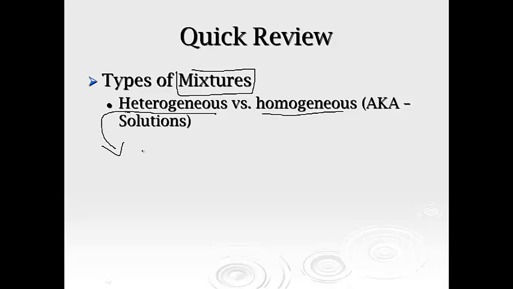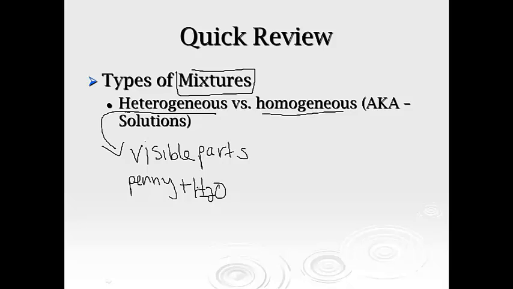Now, for heterogeneous mixtures, if you remember, these are mixtures where there are visible parts. Way back in the year, we did an activity where we dropped a penny into water, and you could still see the penny in the water, so it was a mixture where you could see each of the parts. Now, a mixture, if you remember, is something that can be physically separated, or separated by physical means. So things as simple as pulling something apart, decanting, vaporization, liquid chromatography, all those things that we can use.